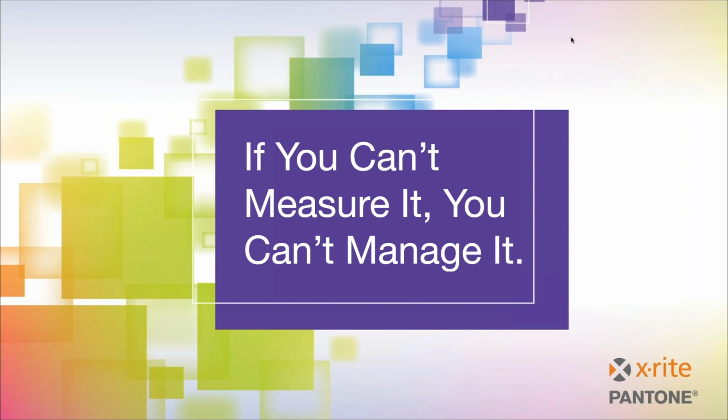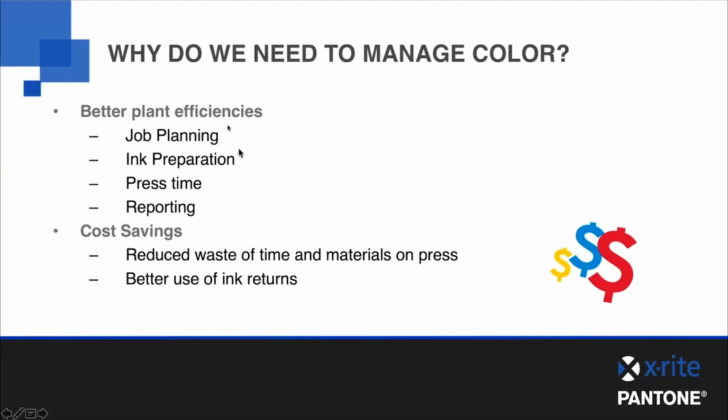Thank you, Robert. So let's get started. All right, so first of all, let's talk about why we need to manage color. We want to improve efficiencies in the plants in areas of job planning, ink preparation, press time, and of course, reporting for internal management and for customers. Managing color is also going to reduce waste of time and materials at the press. And of course, we can utilize our ink returns better. So let's get into what this means.